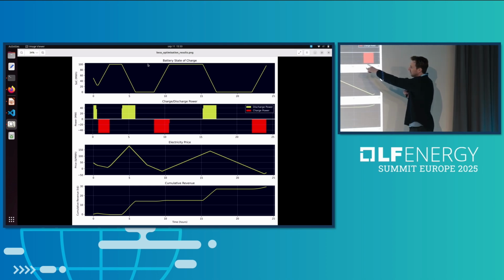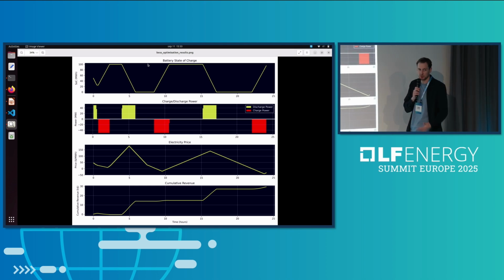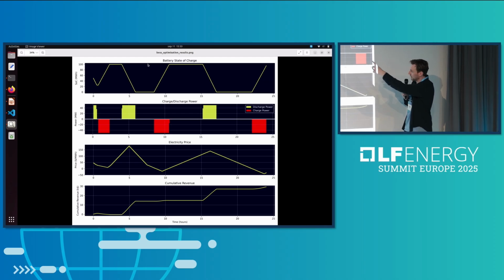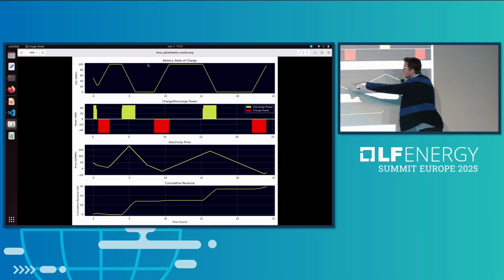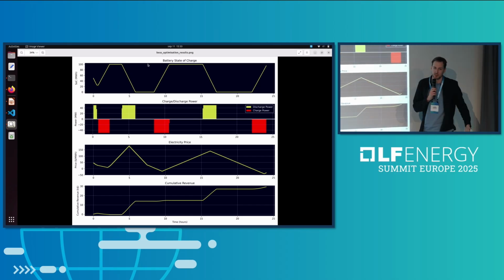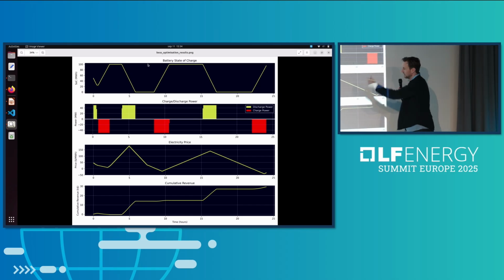Charging, the red blocks, we expect it to charge when the price is low, right? Cheap price charge. And discharge, so that's the green blocks, when the price is high. So you can see that here, it sees a peak coming, it charges a bit more, then discharges at the peak, etc. So you see that happening.